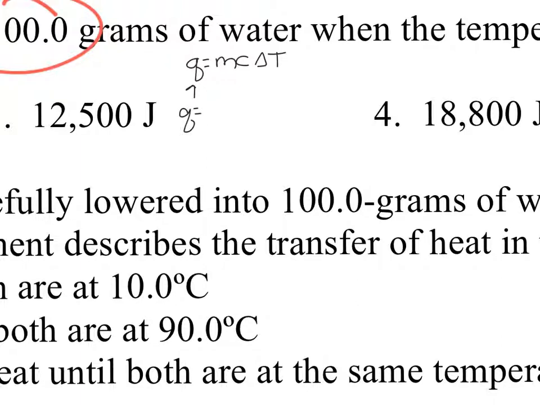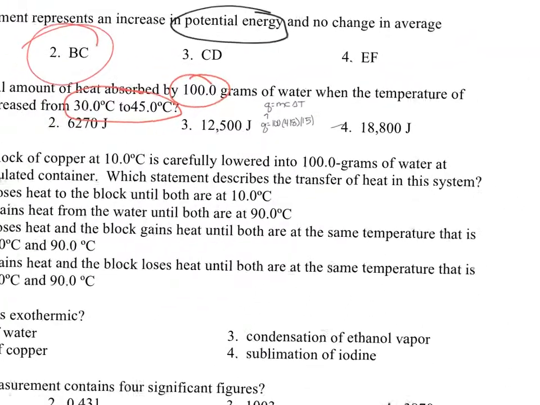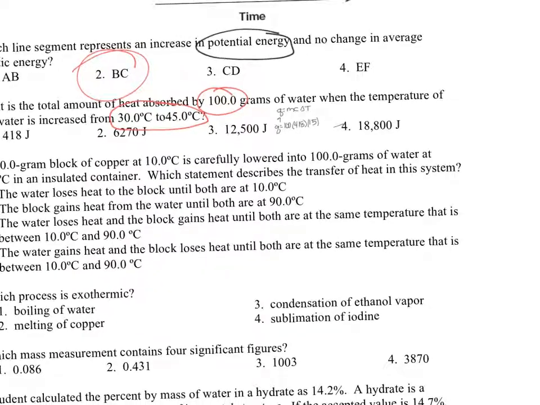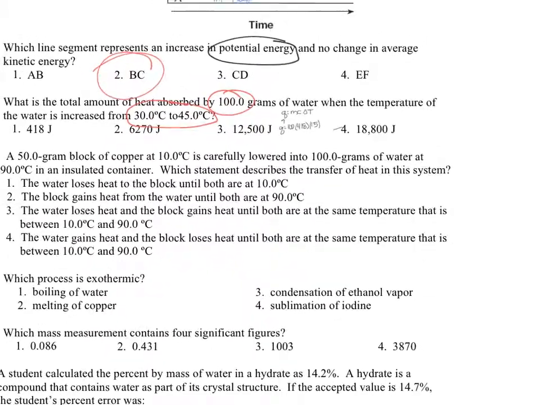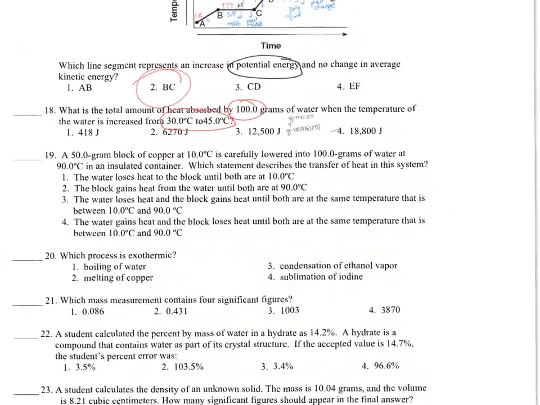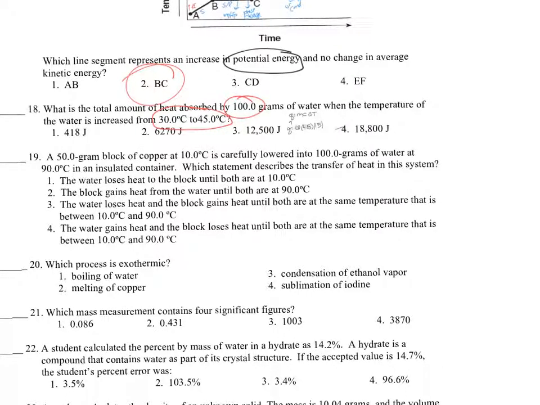So Q is going to be equal to M, which was 100 grams, C, which is 4.18, found on the front of your reference table, and delta T was 15 degrees. And when you plug that in to your calculator, you will get an answer that is approximately 6,270 joules. Okay?